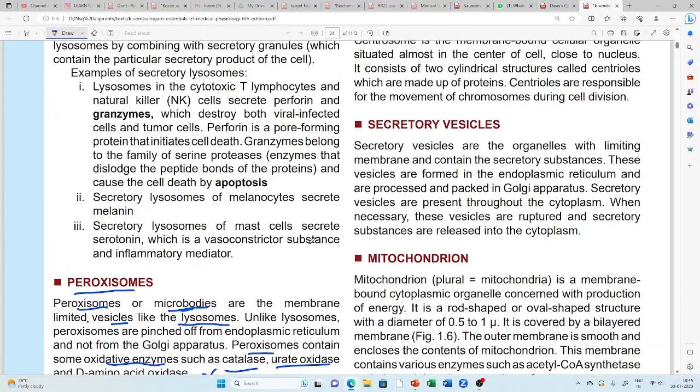You should memorize this right now. It's very, very important. Sometimes they will ask in a 2 mark question what the functions of peroxisome are. So these points you have to write there.